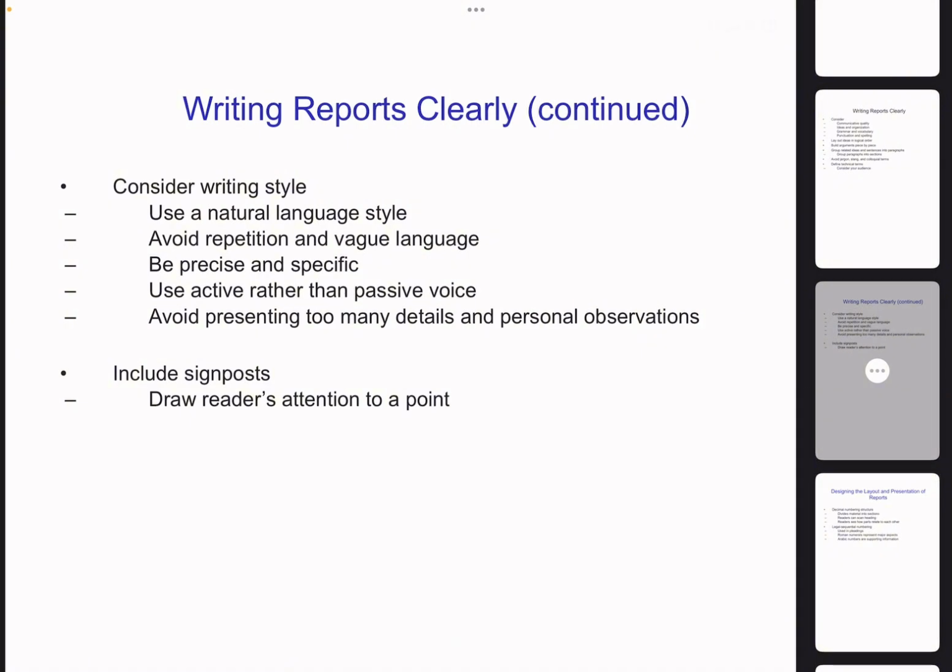Writing reports clearly, continued. Consider writing style. Use a natural language style. Avoid repetition and vague language. Be brief and specific. Use active rather than passive voice. Avoid presenting too many details and personal observations. Include signposts to draw readers' attention to a point.